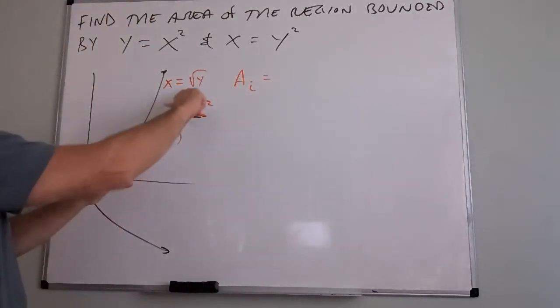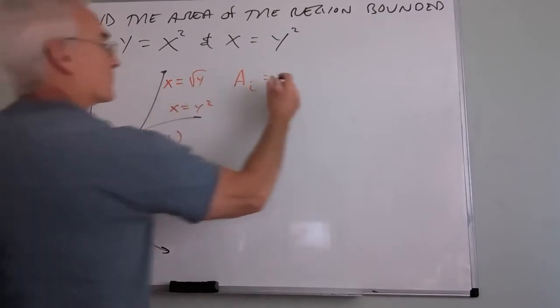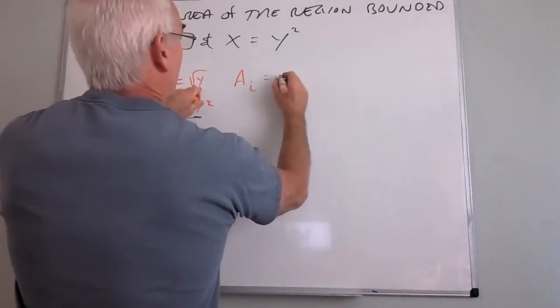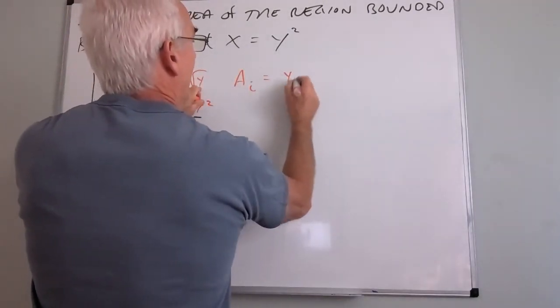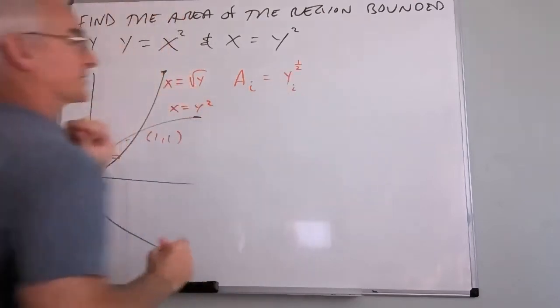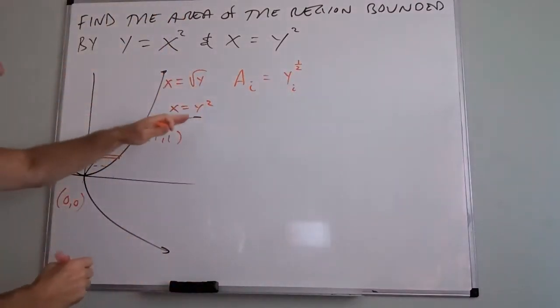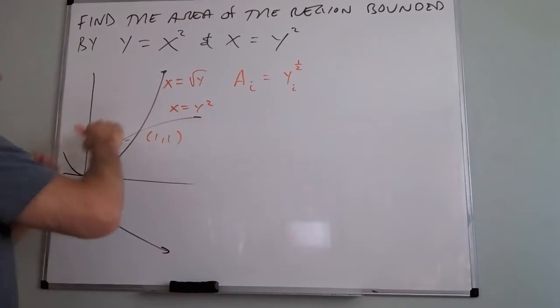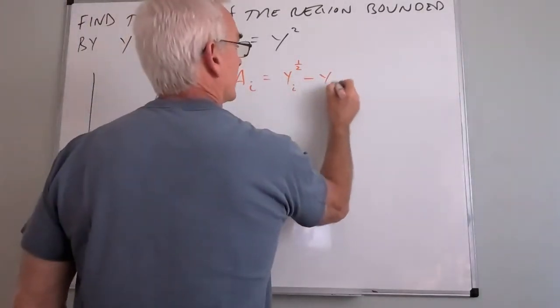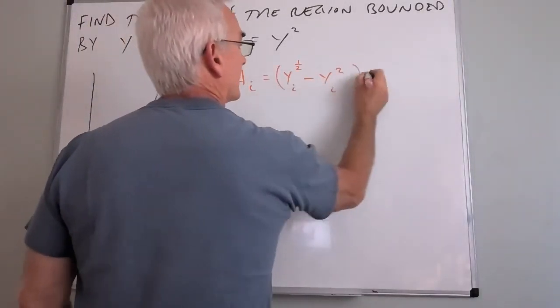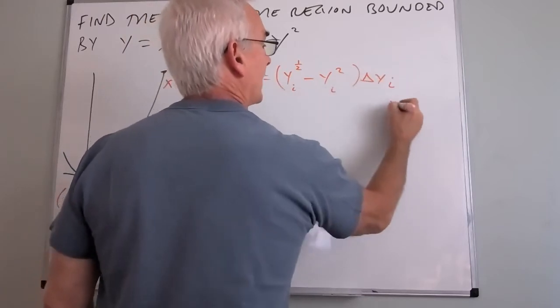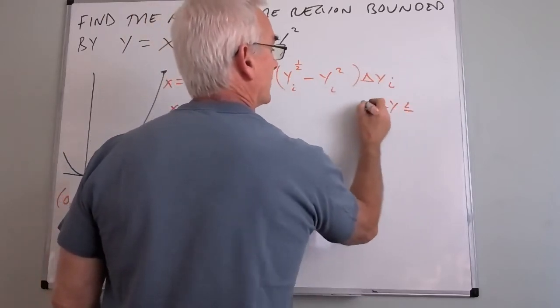So now my ith area, I'm going to take the rightmost curve. The rightmost curve is this one. So I'm going to write that as y_i to the 1/2. That might make it a little easier. The leftmost curve, that's this one, that would be y_i squared, times delta y_i, and the y's are ranging from 0 to 1.